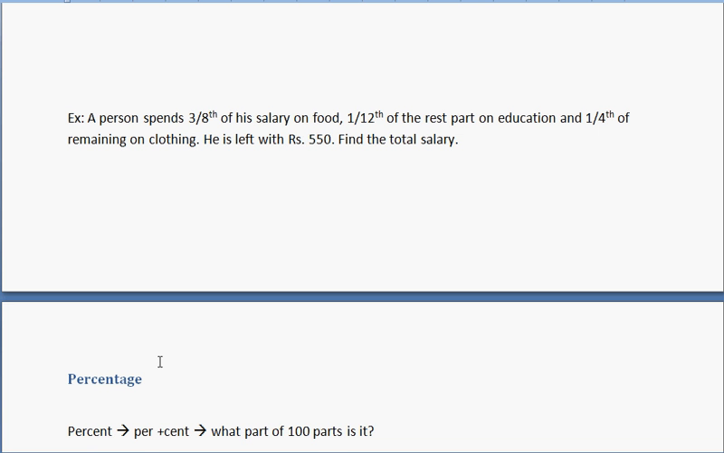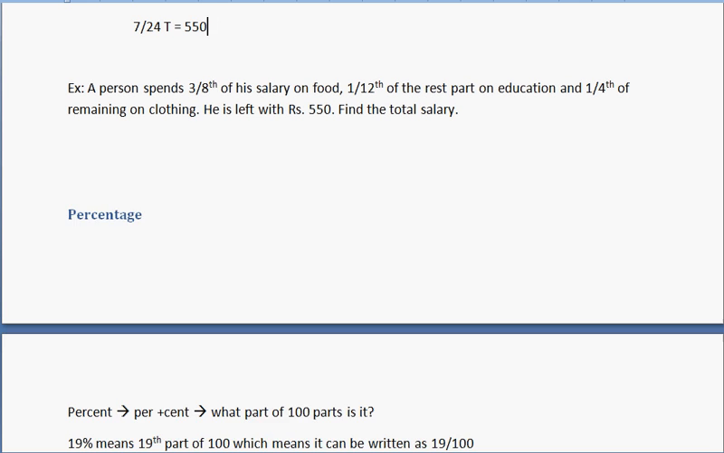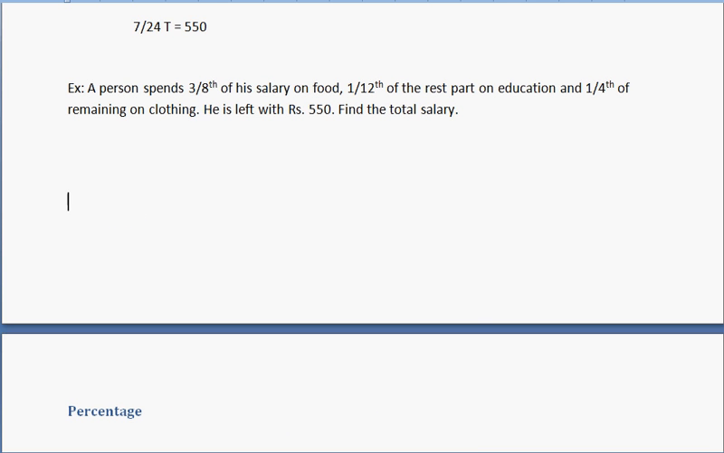Now same question but with a slight twist. It says a person spends 3/8 of his salary on food, 1/12 of the rest on education, and 1/4 of the remaining on clothing. What he is left with is 550. Now again we have to find the total salary. Again we'll give you 2 minutes to do this. So try to do this in 2 minutes.